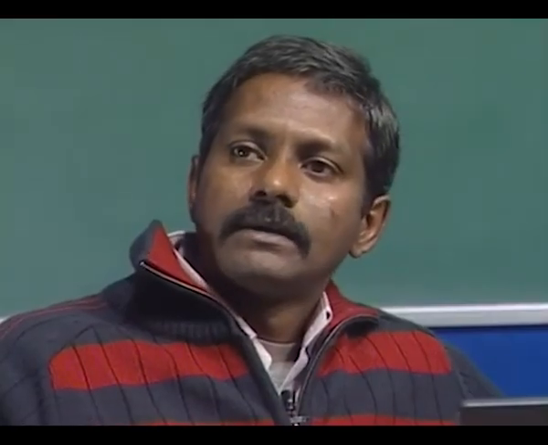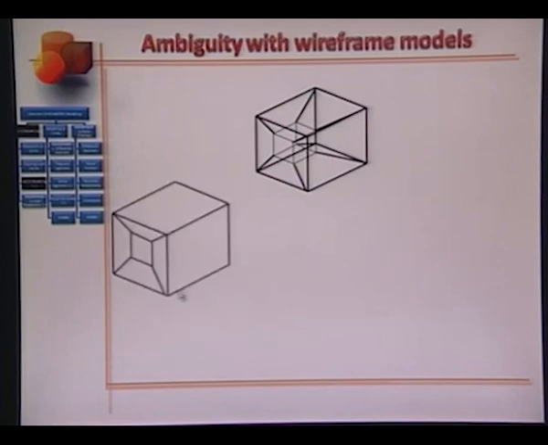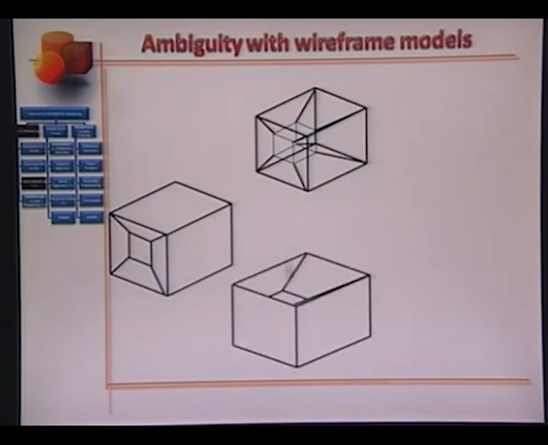For the second example, consider a block within a block. This represents a through hole in a block. What is not clear from this model is whether the opening of the hole is from left to right, like this, or whether it is from top to bottom, or whether it is from right to left.